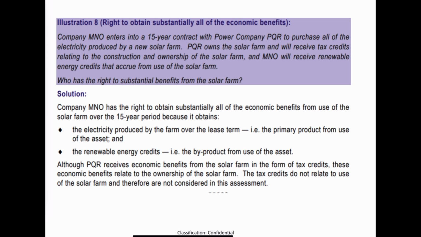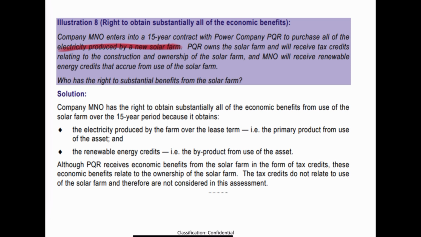Here company M&O enters into a 15-year contract with Power Corporation Company PQR to purchase all of the electricity produced by the new solar farm. So all the electricity produced will be taken by M&O, and PQR owns the solar farm and will receive tax credits resulting from the construction and ownership of the solar farm, and M&O will receive renewable energy credits that accrue from the use of the solar farm.